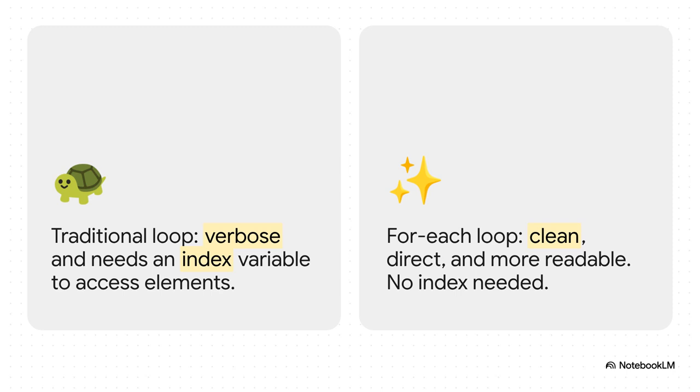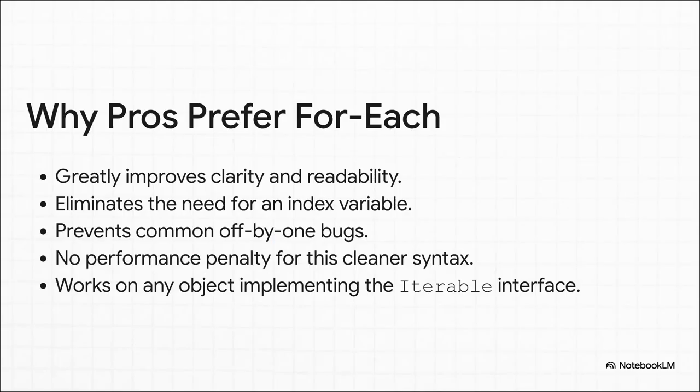Now look to the right. The for-each loop is just so much cleaner. It's direct. It says exactly what it means. For each string s inside this list, do this. No counters, no off-by-one errors, just pure intent. So why is this one simple change such a big deal?